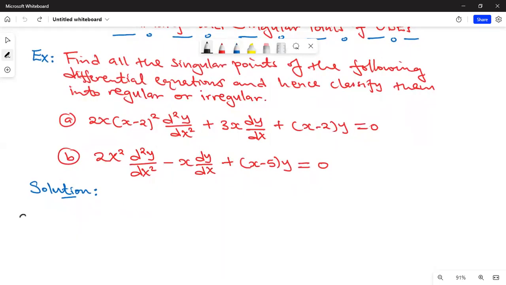Part A, there are 3 steps to follow. First of all, step 1: write the ODE in the standardized normal form, or simply in the normal form.